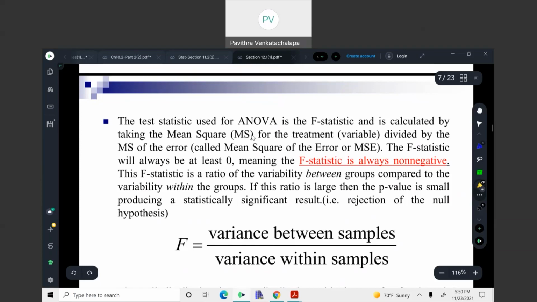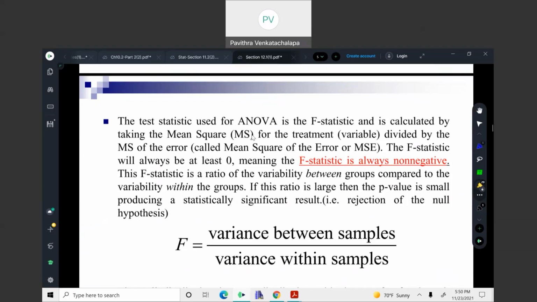At least 0. It will not always be 0. What they are trying to say is that the statistic will be at least 0. That means it is always positive. It will always be more than 0. So it is always positive or non-negative.